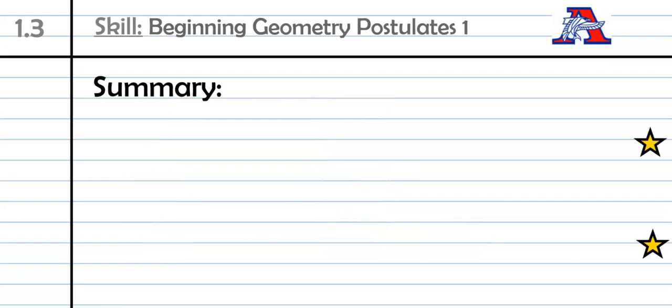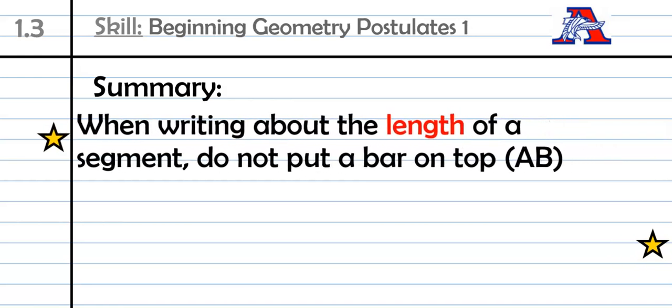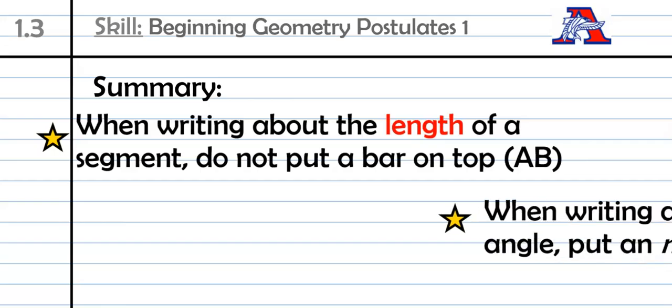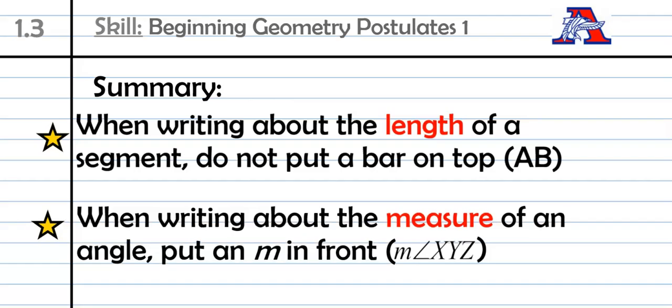So in summary for this one, I think the big things are notation. I think you guys all know what a ruler and a protractor are, but I think the more important things we talked about in this lesson were the notation things. So when you're writing about a length of a segment, do not put a bar on top. You would just use 2 letters. Anytime you're talking about a length, a distance, we're not putting a bar on top of the 2 letters. And then when you're writing about the measure of an angle, put an M in front. So for example, measure of angle XYZ.